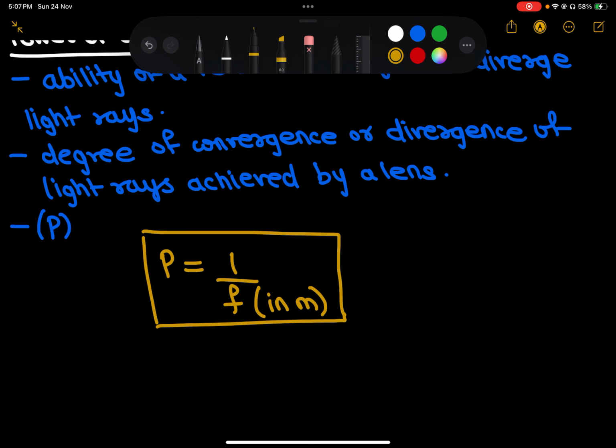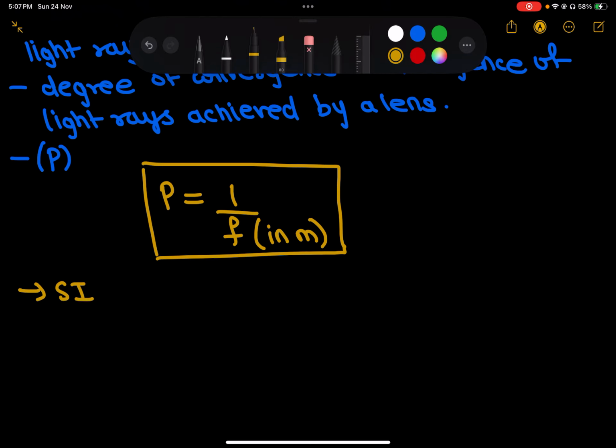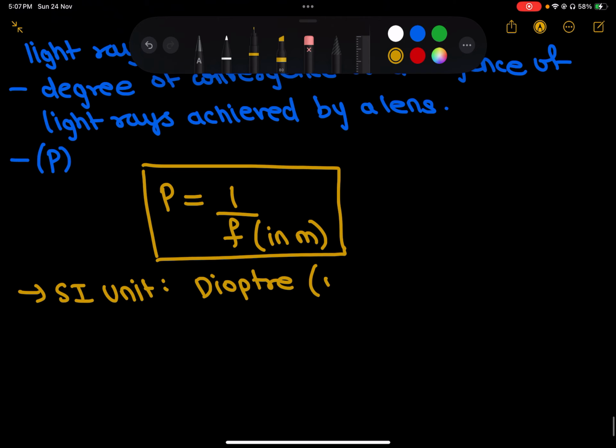Understood? Now the SI unit of power. SI unit of power is diopter. So this is a new unit, diopter, represented by capital D. Okay, so if F is in meters, then power is expressed in diopters. So that is the relation. If F is in meters, then power is in diopters. Okay, if F is in centimeters, then power unit is not diopter.